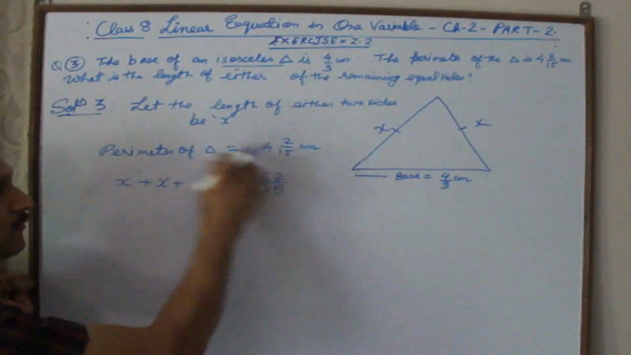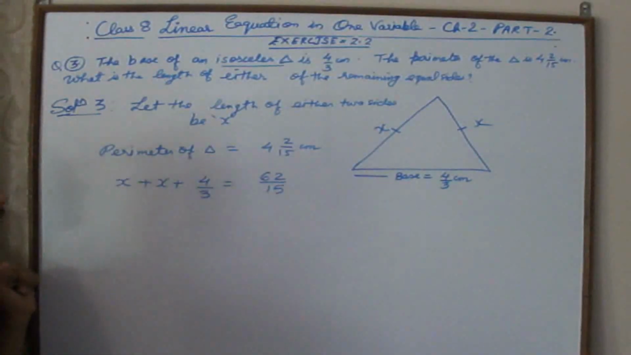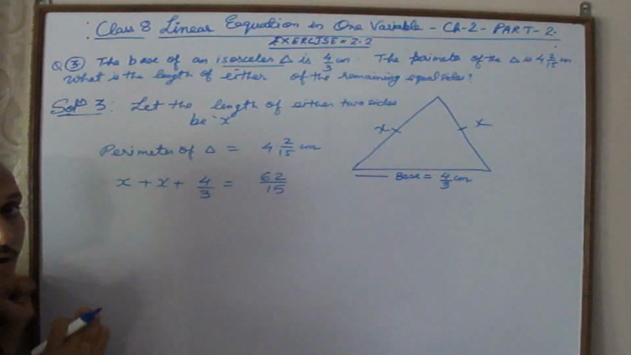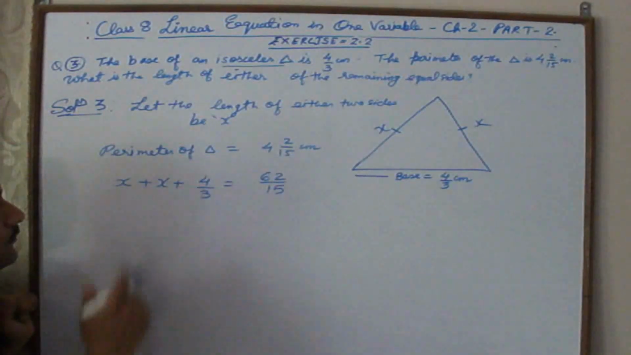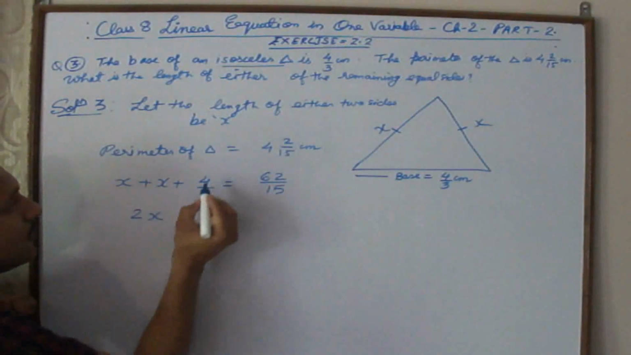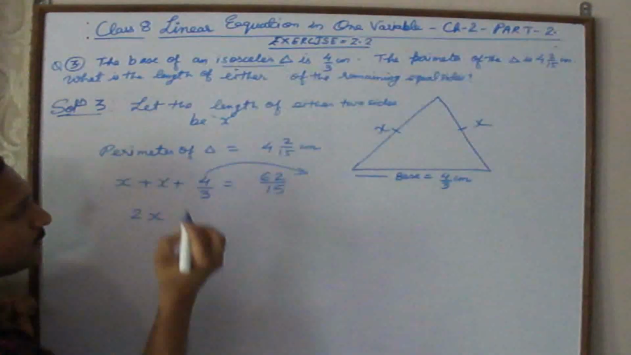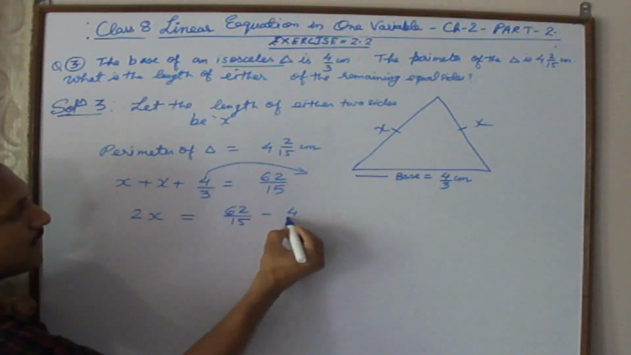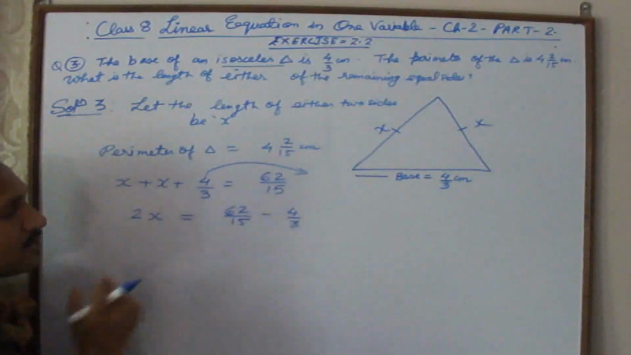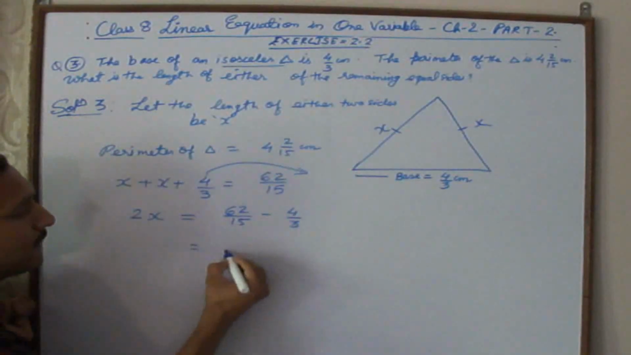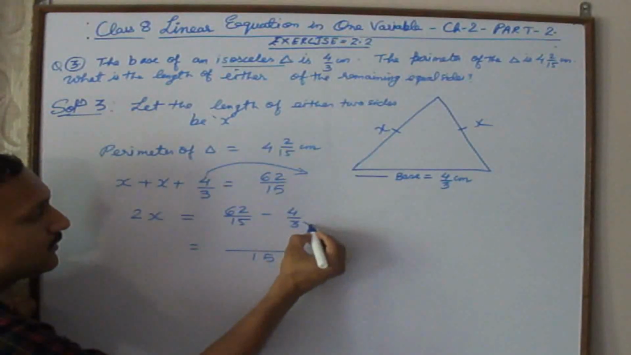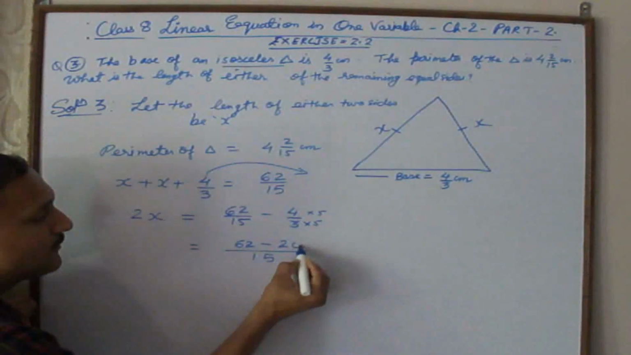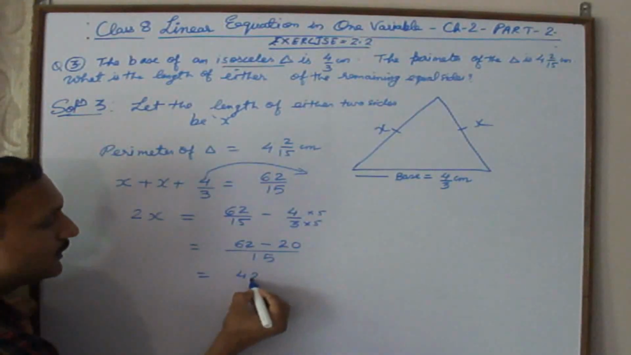So finally we have formed an equation. We have converted the statement form into an equation form. Now we can solve it easily. x plus x is 2x. Transpose 4 by 3 to the other side: 2x equals 62 by 15 minus 4 by 3. Denominators are not the same, so take the LCM. LCM is 15; 3 fives are multiplied by 5. 62 minus 20 by 15 means 42 by 15.